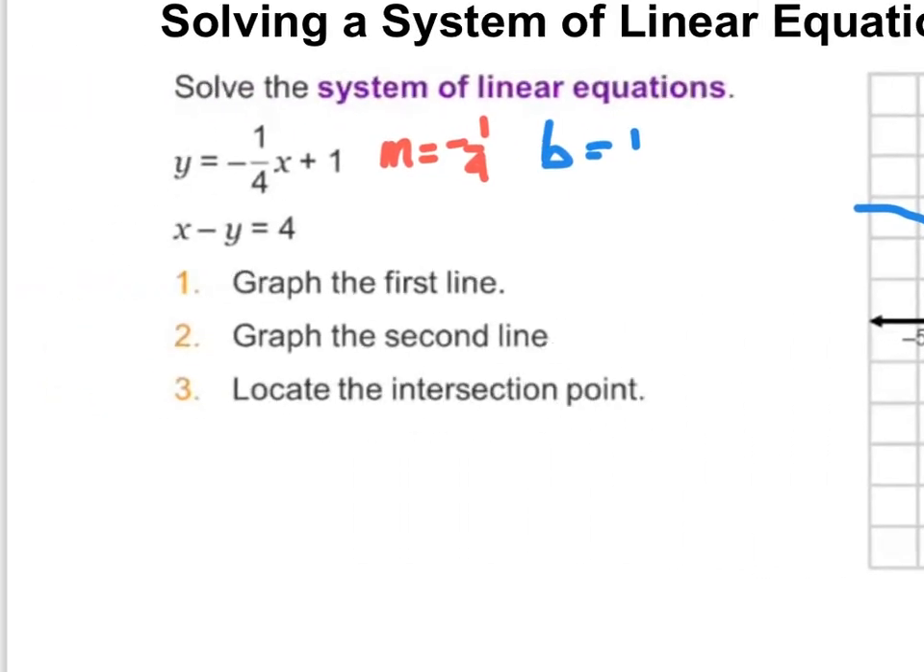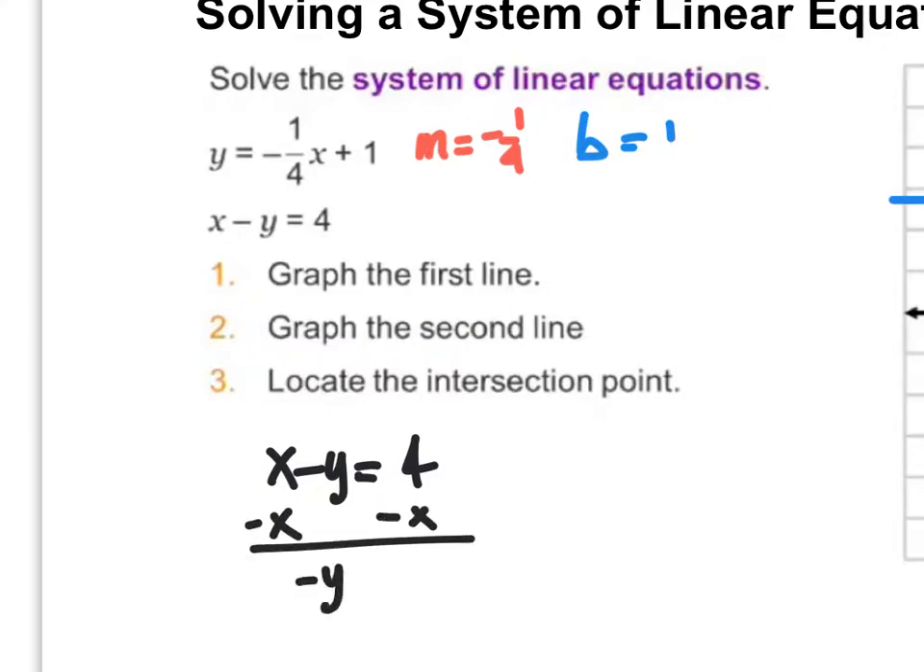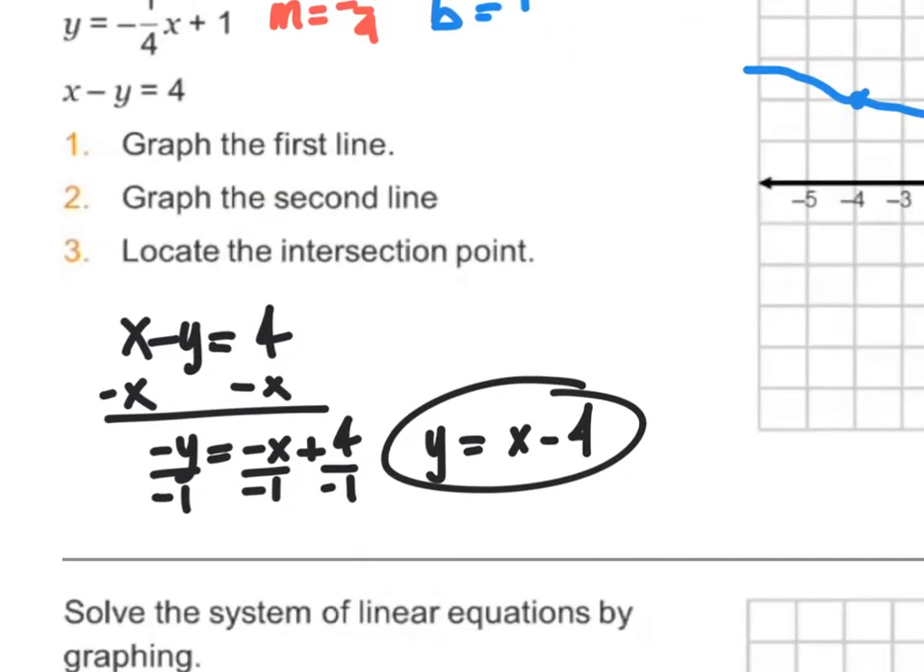Then on the next one, what I want to do is graph x minus y equals 4. Now that one's a little bit trickier. What I want to do is solve this for y. So I'm going to subtract an x. So I get negative y is equal to negative x plus 4. Divide by negative 1, divide by negative 1, and divide by negative 1. And so I end up getting y is equal to x minus 4, okay? Now, in this equation, my slope, m, is equal to 1, and my y-intercept, b, is equal to negative 4.